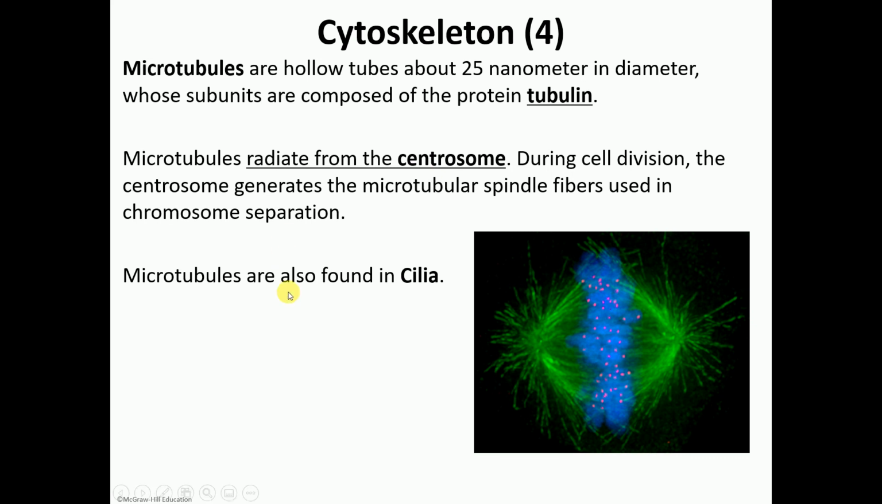Microtubules also make cilia. Some cells have kind of like eyelashes on the outside, and we will call these ciliated cells. You can find them, for example, in the trachea, which is your windpipe, where they make a wavy movement in order to prevent dirt and tiny particles from entering the lungs.